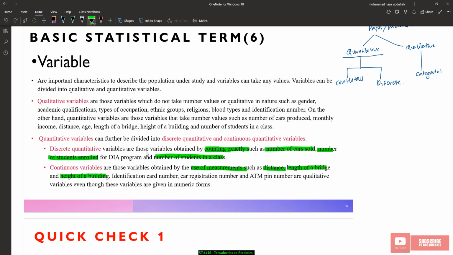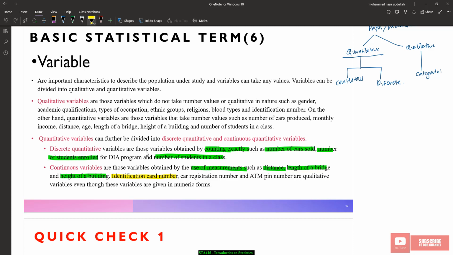Okay. So kalau kita tengok dekat sini, ada additional notes. Identification card number is numerical data, and it could also be classified as discrete or continuous. Tapi kalau kita tengok, identification card number is a unique number, a personal identification. So this one we cannot call quantitative data. It lies under qualitative data, because it is unique.